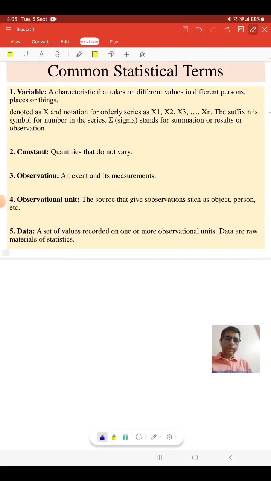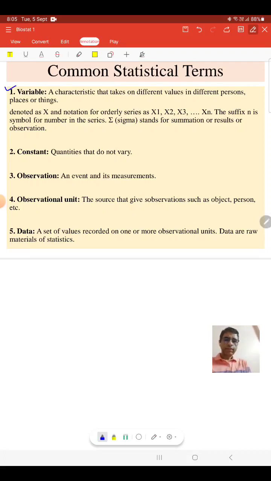Common statistical terms. Here we shall learn certain terms which will invariably be used in statistics. Understanding the meaning of this terminology is very important, otherwise in future lectures we are not going to understand what is meant by it. So first, variable: a characteristic that takes on different values in different persons, places or things.